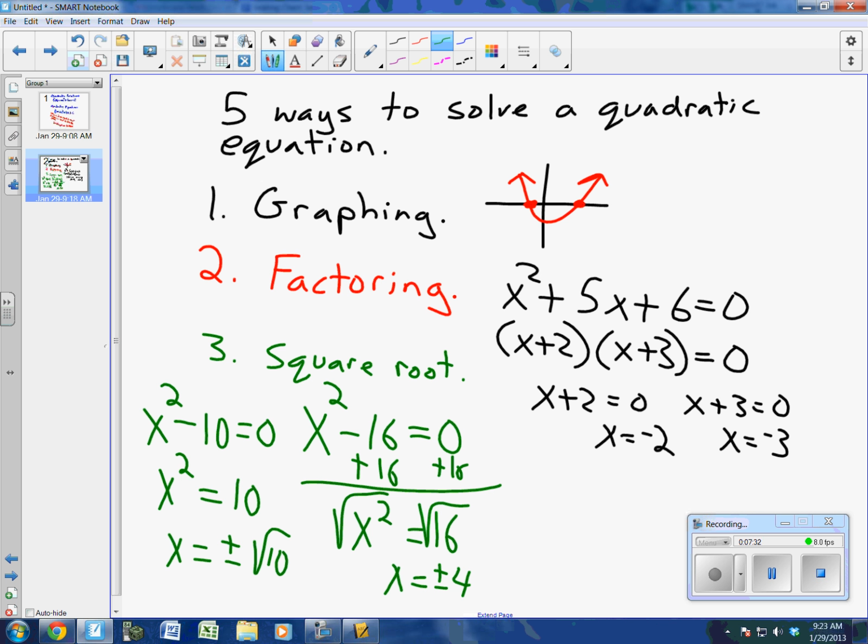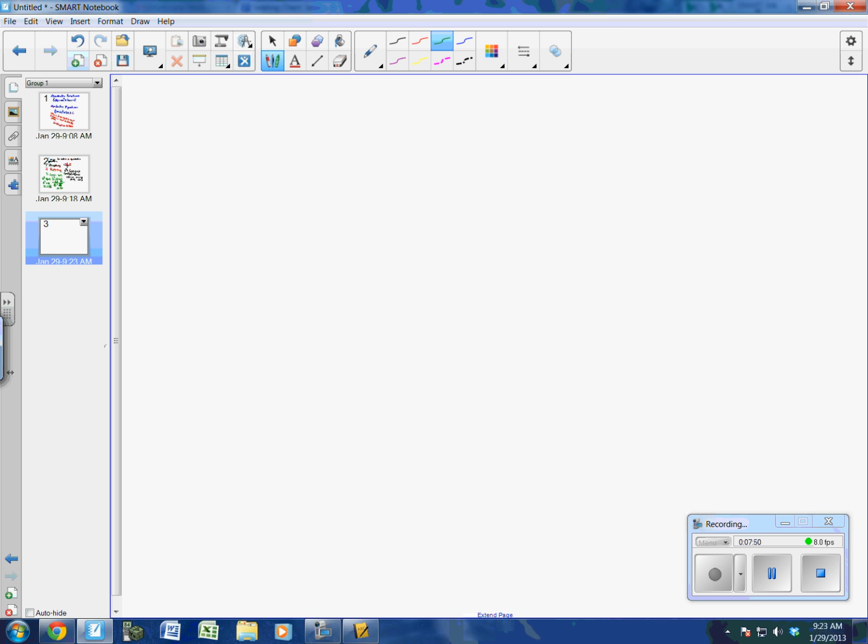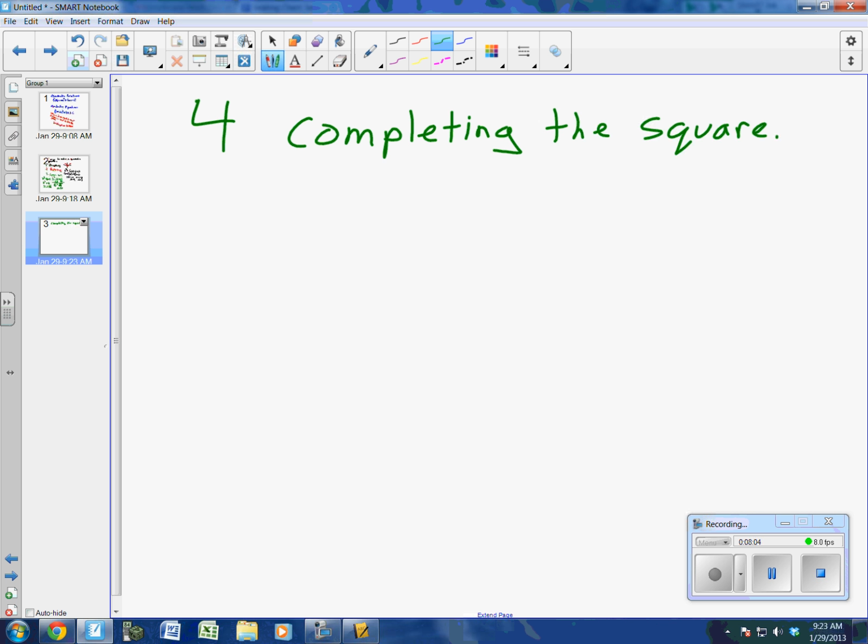So that is by taking the square root. I think you guys knew these three methods already, right? In a way, we've kind of talked about them. The fourth and fifth methods are what we're going to be talking about in the next few classes. The next method, number 4, is called completing the square. And the fifth method is called the quadratic formula.